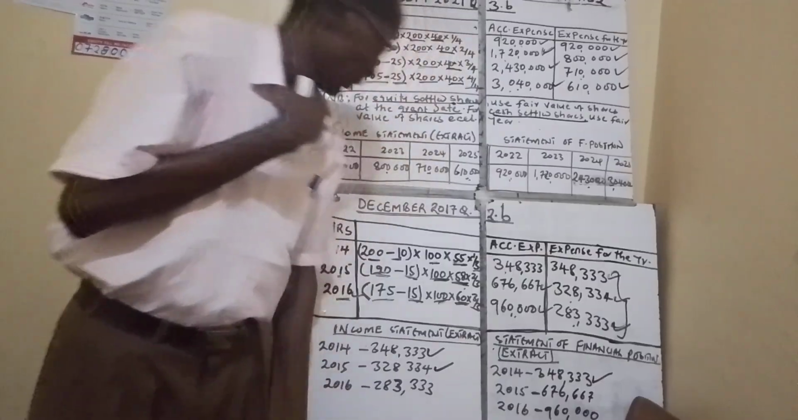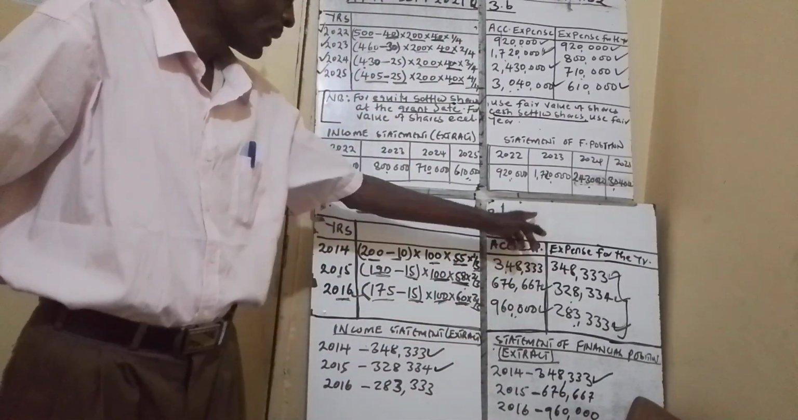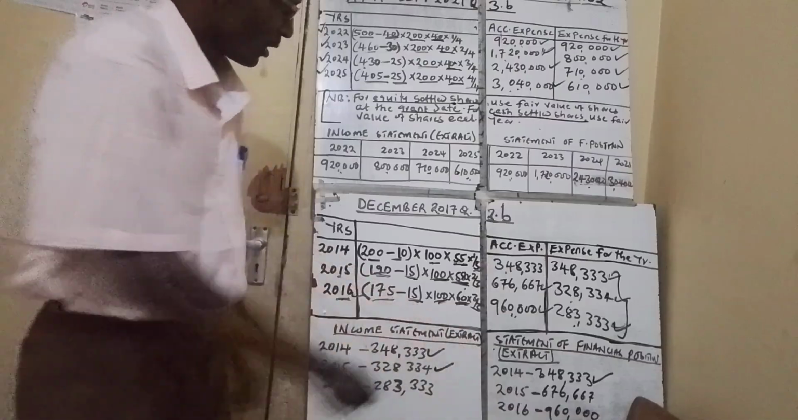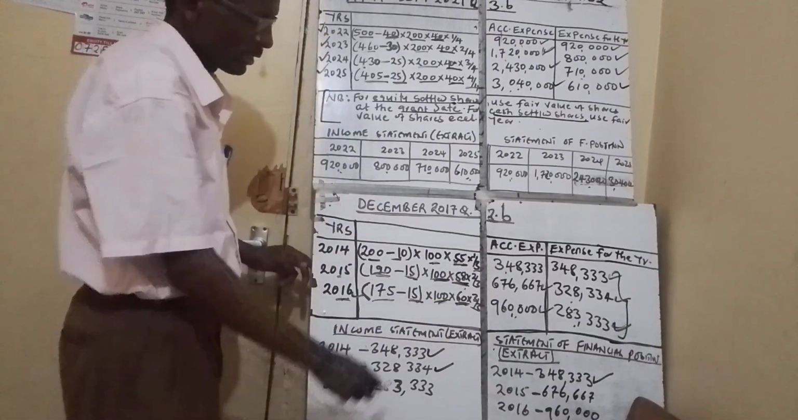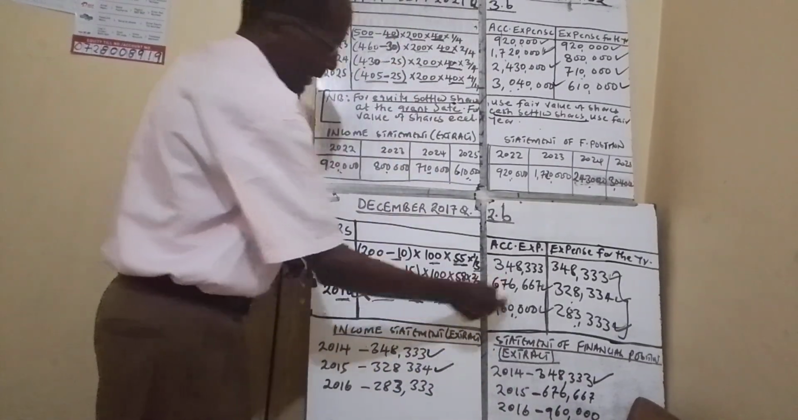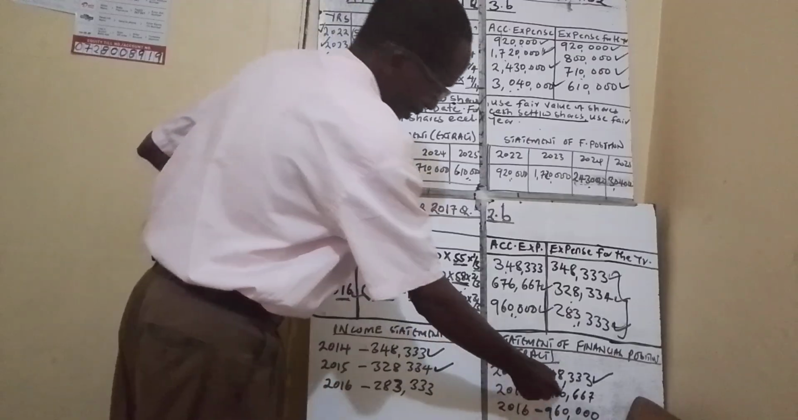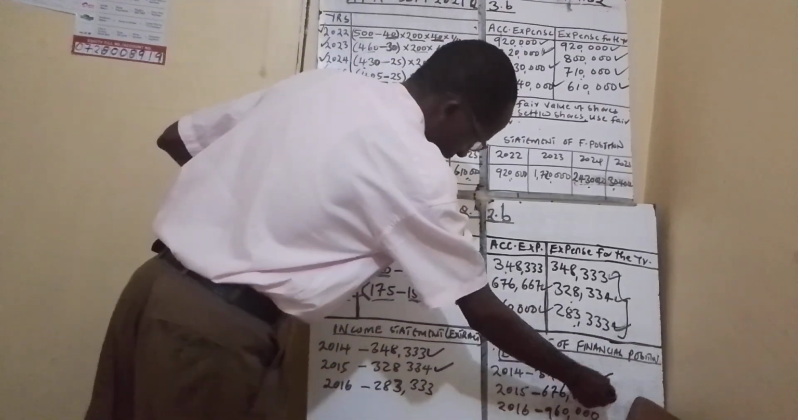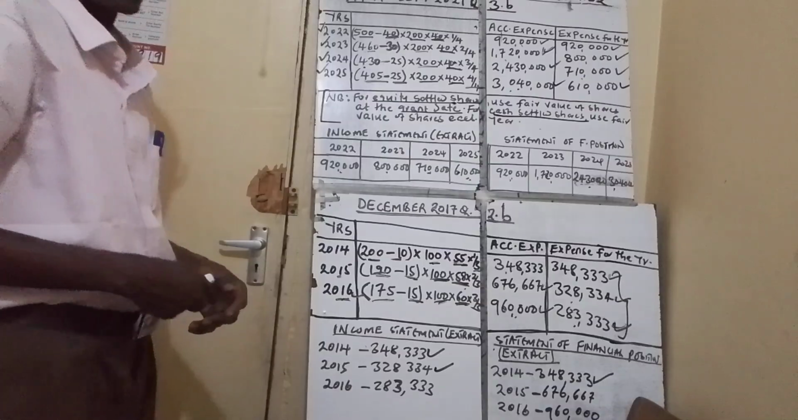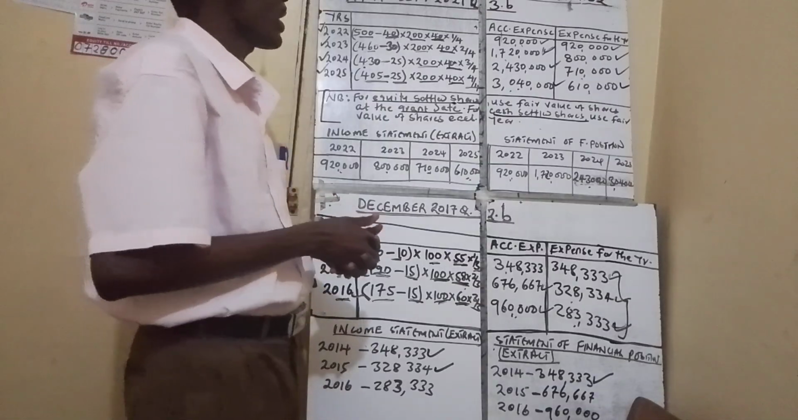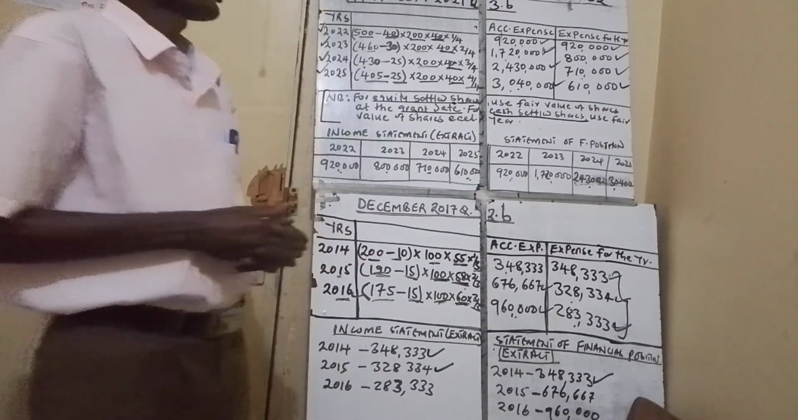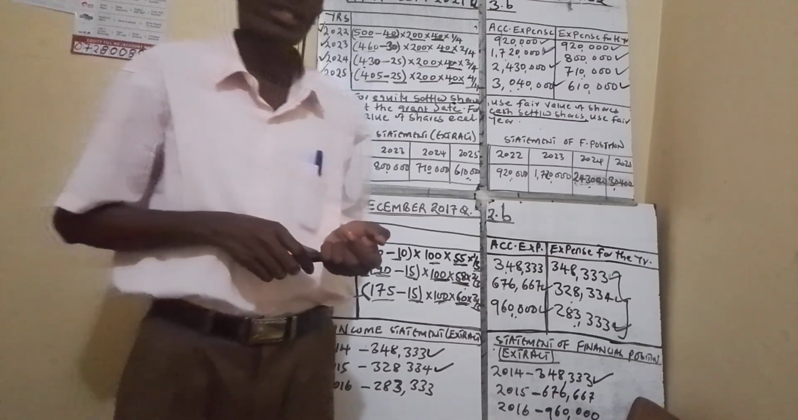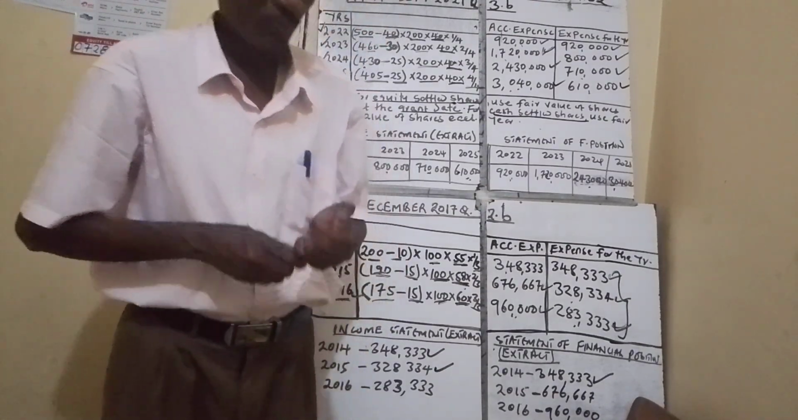Statement of financial position extract is the accrued expenses as calculated in this particular column. For first year, 348,333. Second year, 676,667. And year 3, 960,000. So that is it about share-based payments. That is International Financial Reporting Standard number 2.